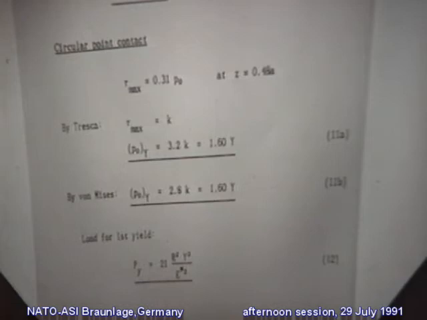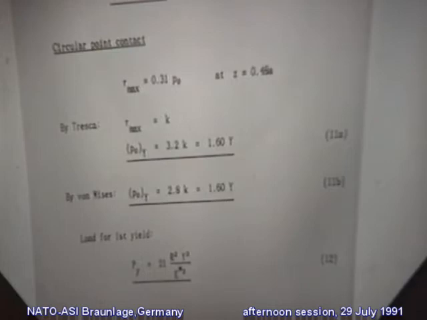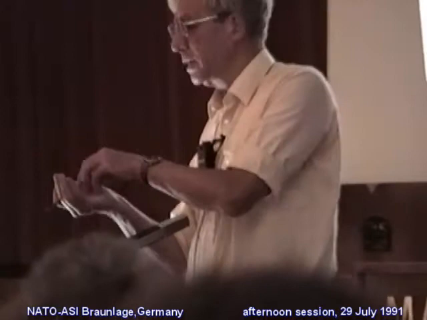I think it's just worth pausing and looking at that expression because it tells us an awful lot about the practical ramifications of contact mechanics. First of all, if you increase the relative radius of curvature of your two solids, then you put up the load you can carry before yield, actually with the square of that radius. So if you go down to small asperities with high curvature, small radius, then you're going to yield more readily.